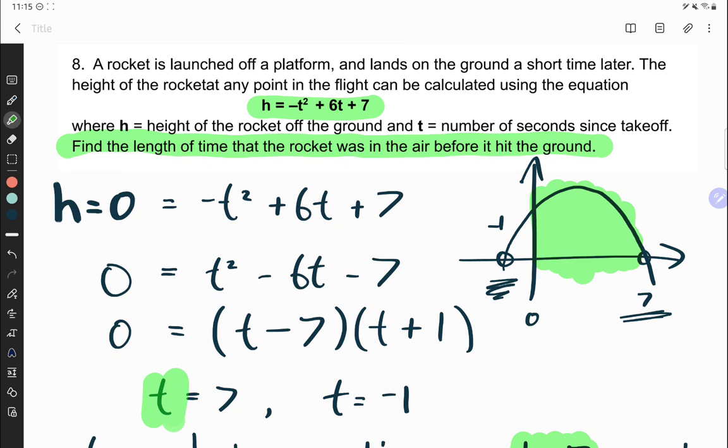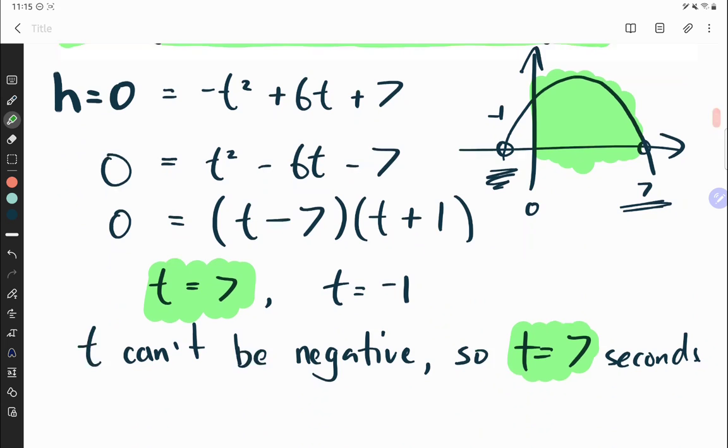Right? So we're getting two solutions. Of course, one of them does not apply in our practical sense. The mathematical model only applies for a certain range of values, it doesn't apply for negative values. So it was in the air 7 seconds. Because we know at t equals 7, h was 0, which means it hit the ground. So there you go.